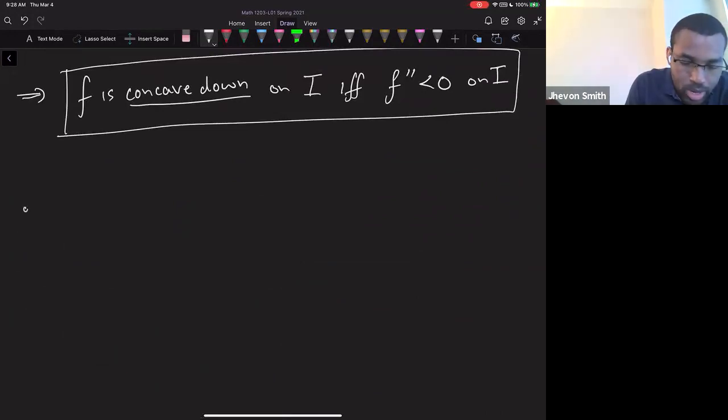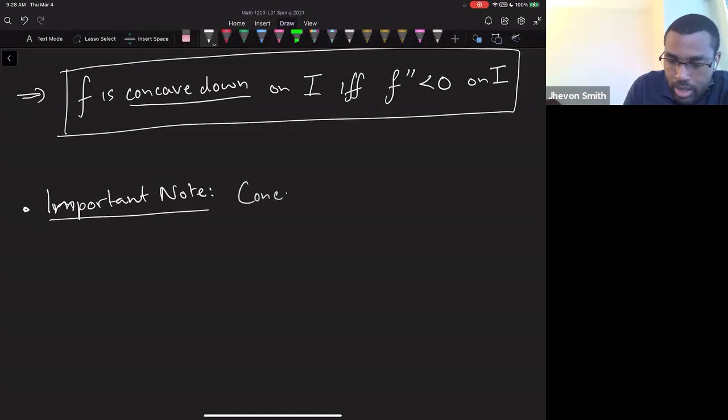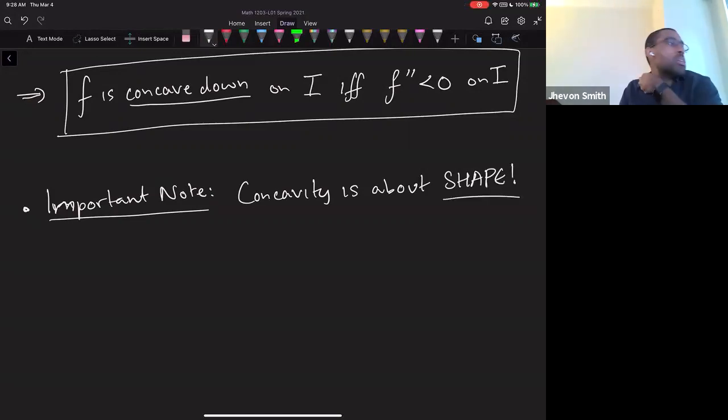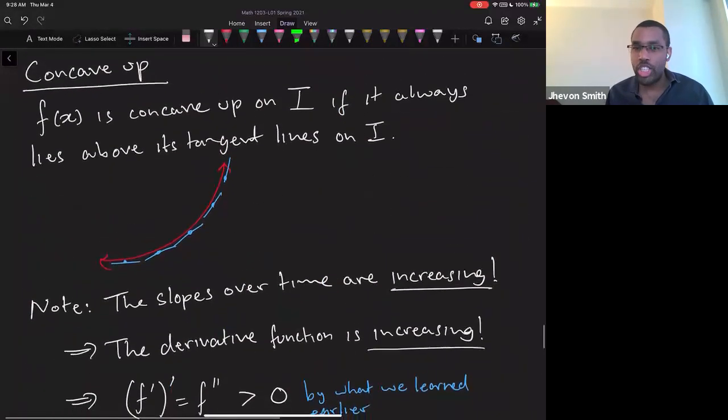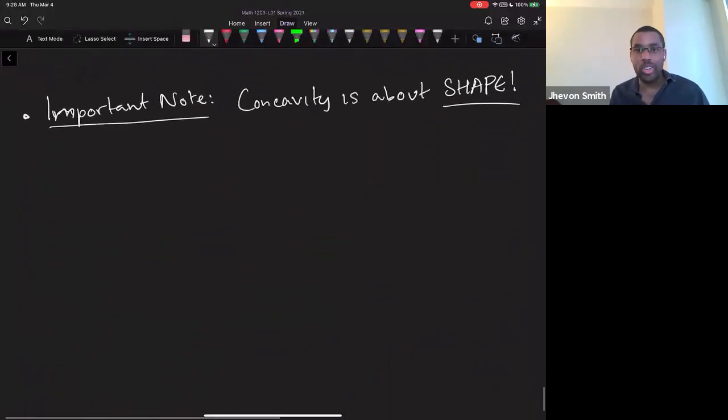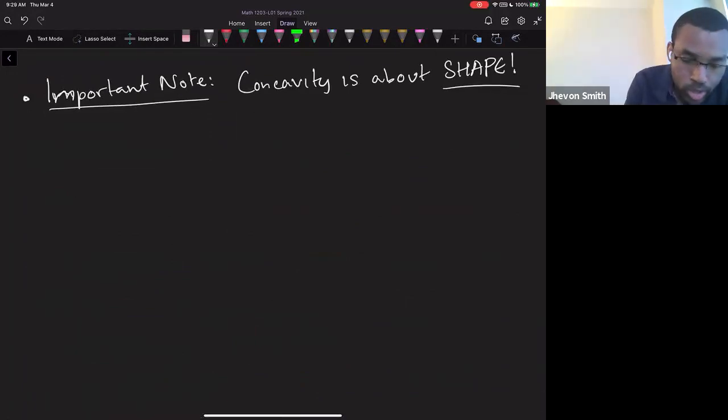Now, I want to make an important note. Concavity is about shape. It's a very common error for students to think that the second derivative being positive tells you something like the function is increasing, or it tells you something like if the function itself is positive or negative or not. It tells you none of these things. Concavity is purely a matter of shape. You don't have to be increasing or decreasing in order to have a certain shape, but the concavity is about shape. So I want to make sure you get that.